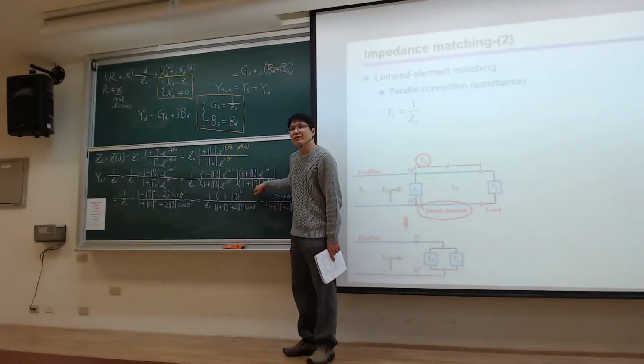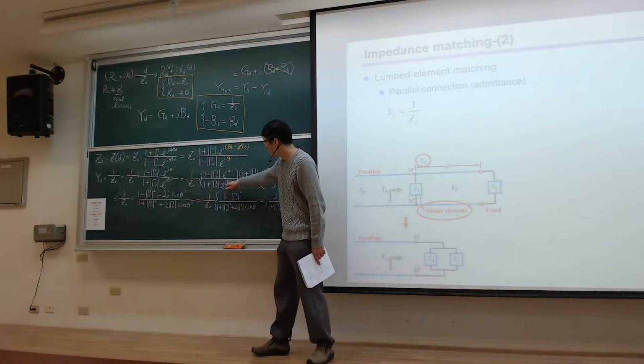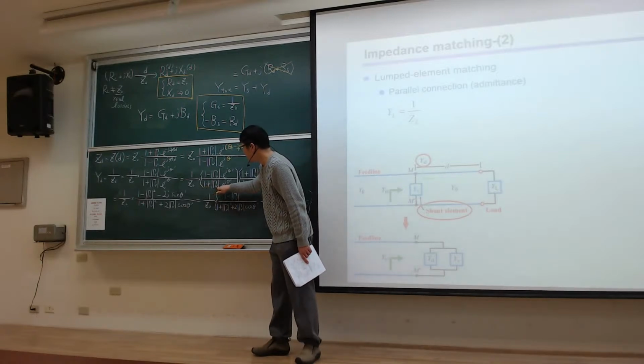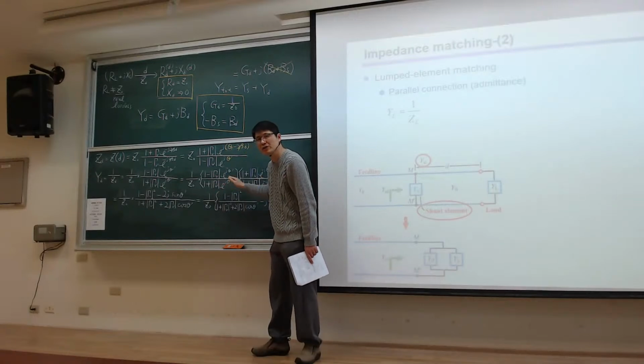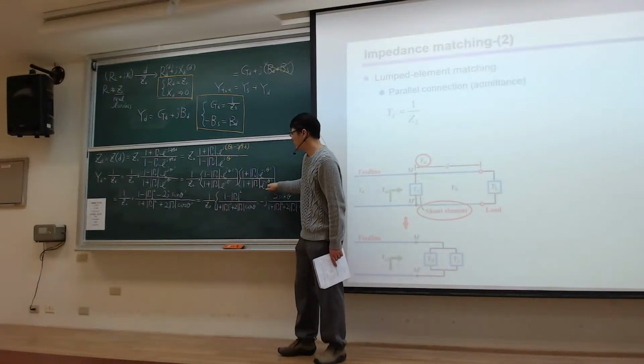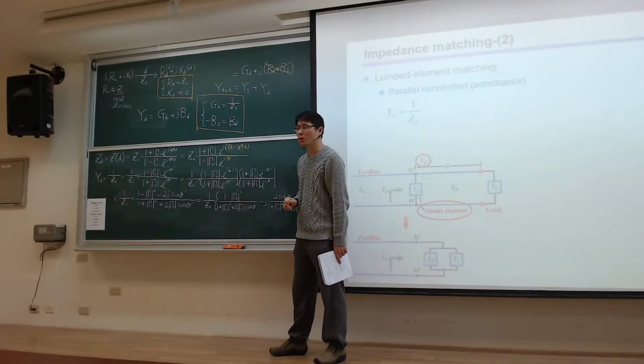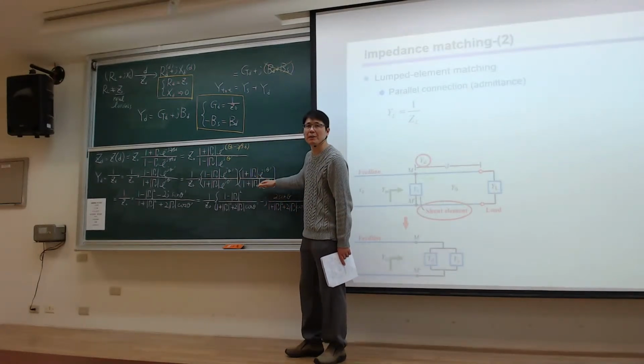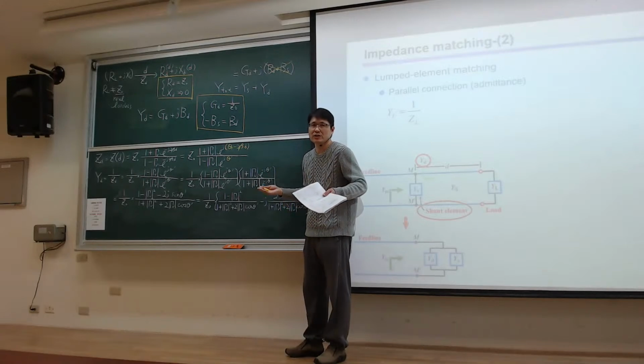What I'm trying to do now is to rationalize it. 有理化, rationalize, right? I have 1 plus gamma, absolute value, exponential j theta prime. I want to rationalize it, so I don't have this exponential term anymore. I multiply the same thing on top and bottom. This is called rationalize.